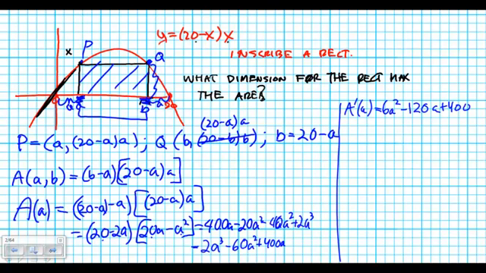I took the derivative. The derivative of 400a is 400. Okay, so we took the derivative. What else do we do to this derivative? We're looking for zeros. But since we're maximizing, we're not only looking for zeros in the derivative, we're looking for places where the derivative changes sign, changes from positive to negative.